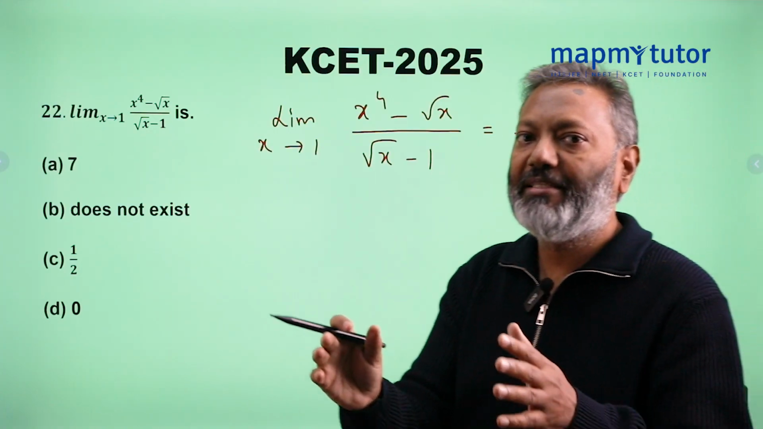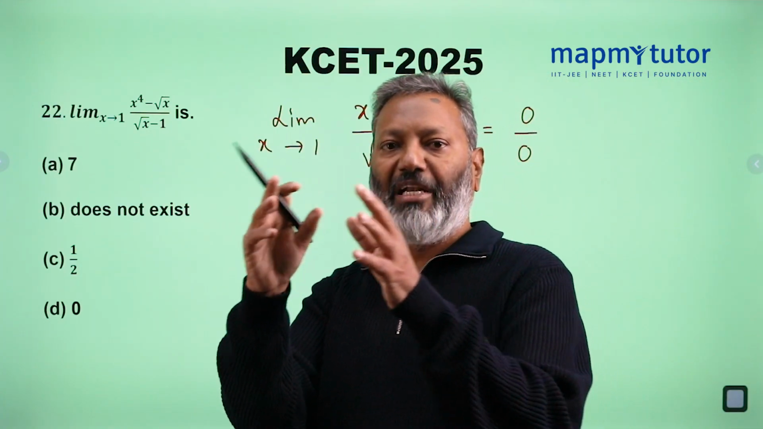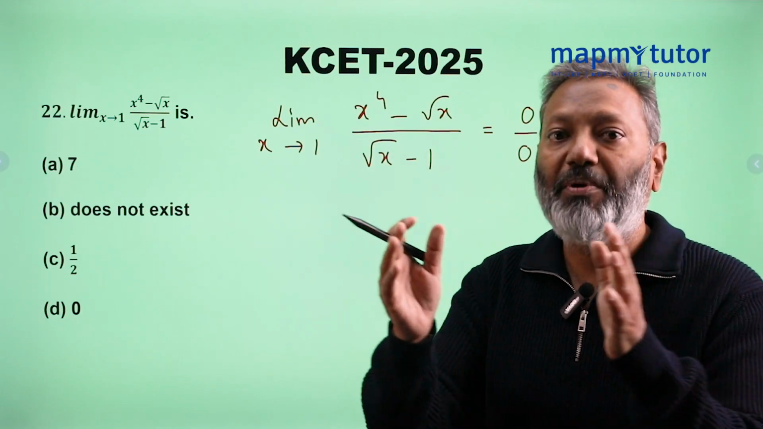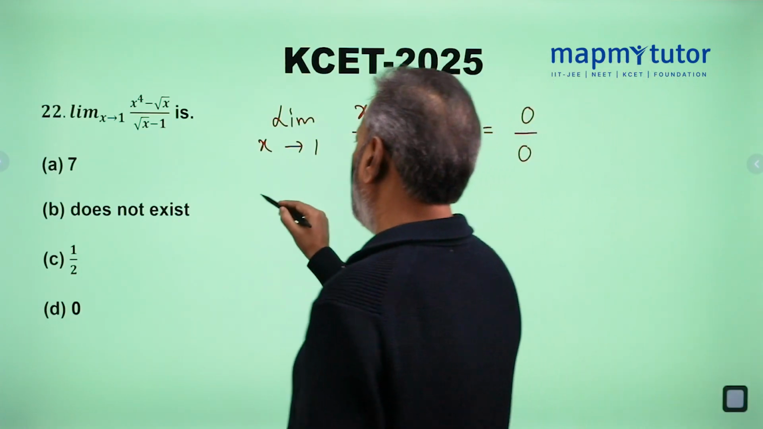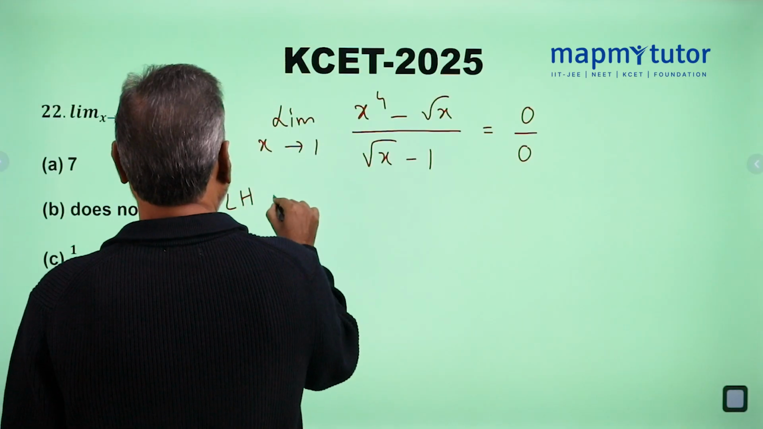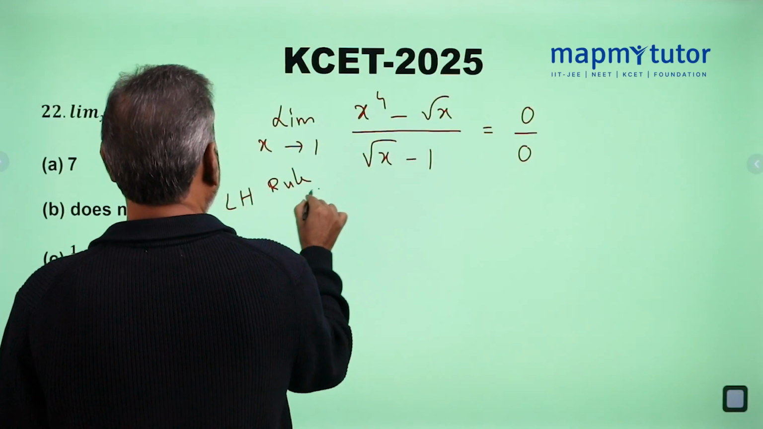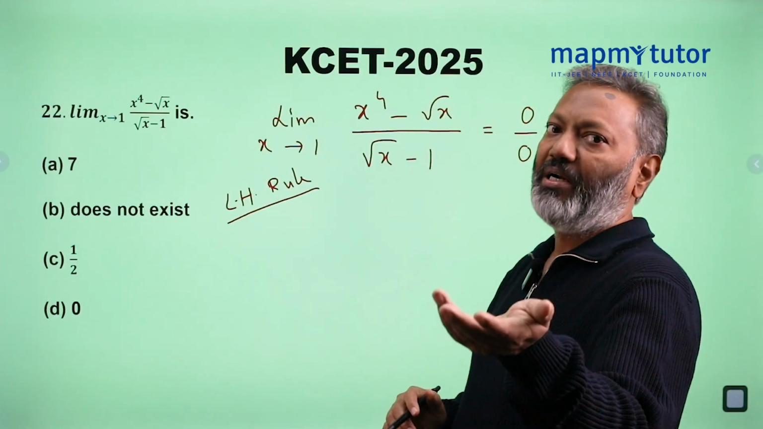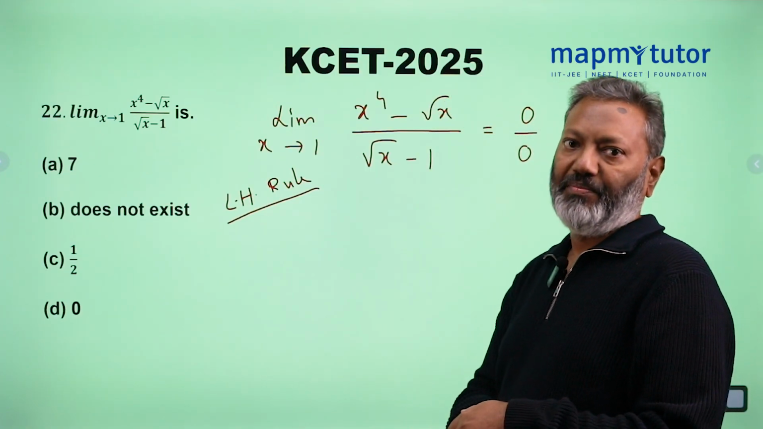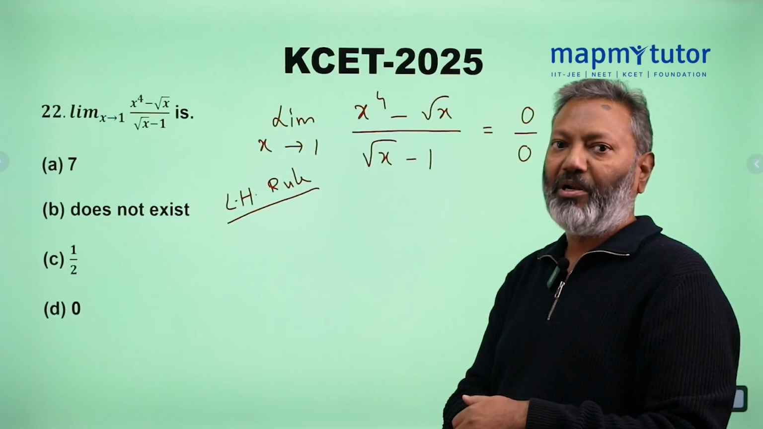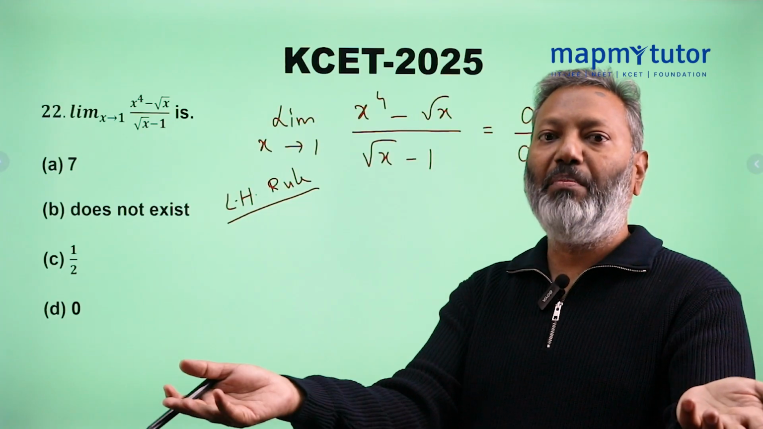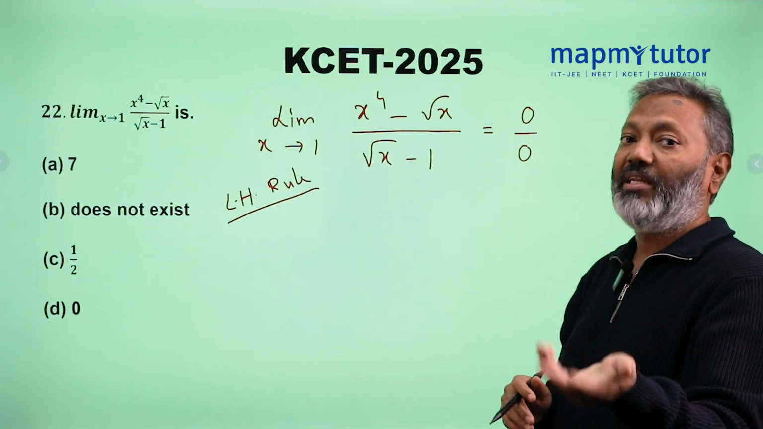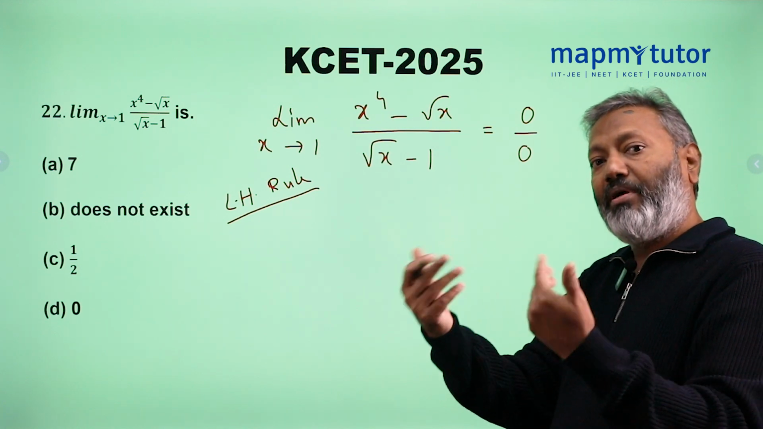Whenever the given limit is in the form of 0 by 0 or infinity by infinity, there is a famous rule called L'Hospital rule. Okay? It is also shortly written as LH rule. What is L'Hospital rule? Simple. Differentiate the numerator, differentiate the denominator. How many times? Till you get the real number as the limit. Suppose if 0 by 0 is again repeated after differentiating numerator and denominator, again you can do the same.